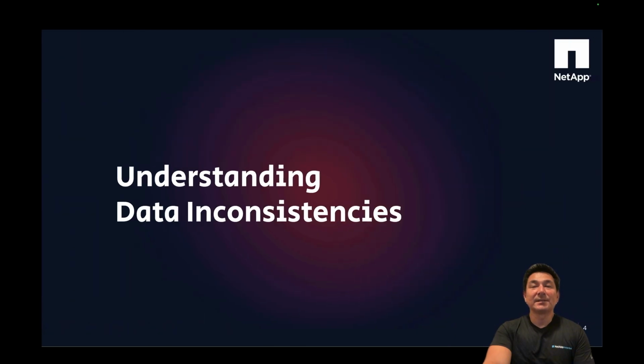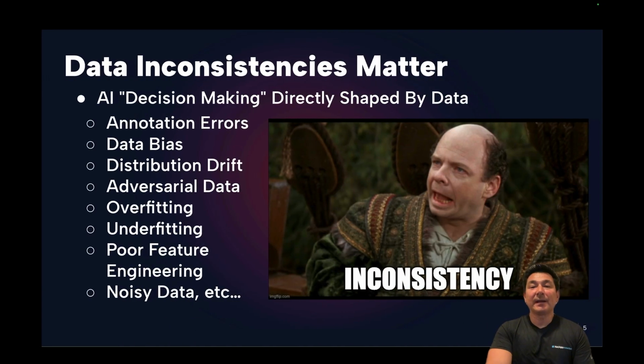AI models are only as good as the data they learn from. But what happens when that data is flawed? When we talk about AI making decisions, we often assume it operates in a purely logical and objective way. But in reality, AI is only as good as the data it learns from, and that data isn't always perfect.